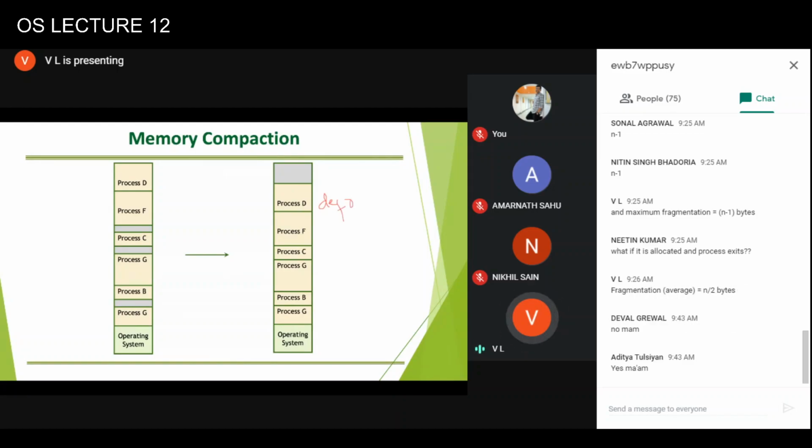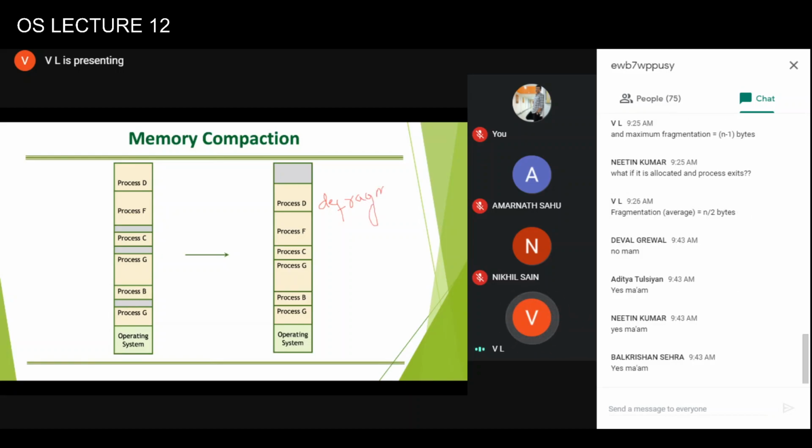Defragmentation. So the idea is that you go for compaction so that all small fragments get compacted to one place into a large fragment. So this is known as defragmentation. Have you heard of this term?